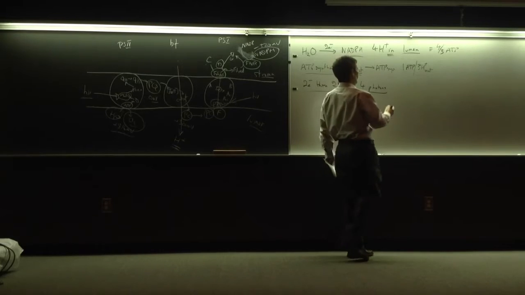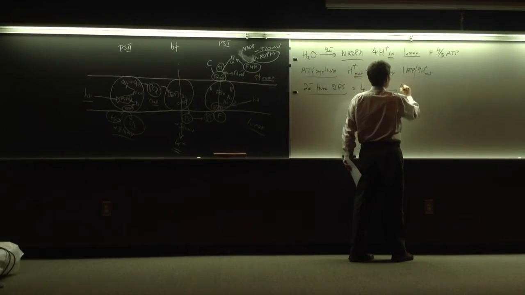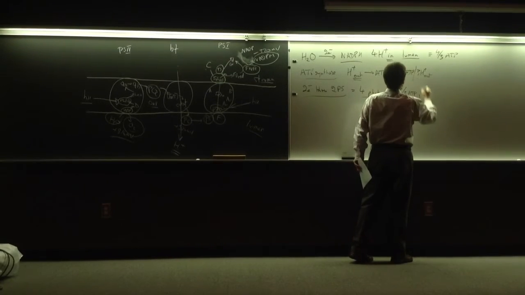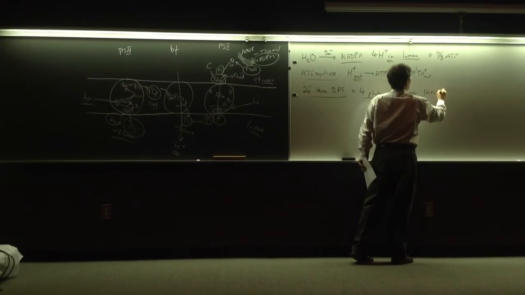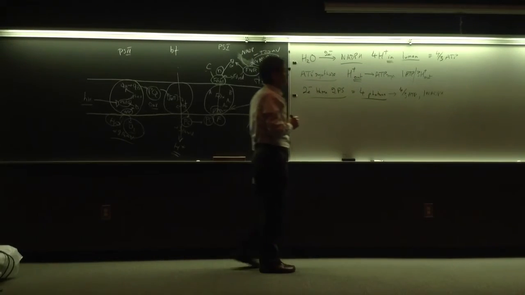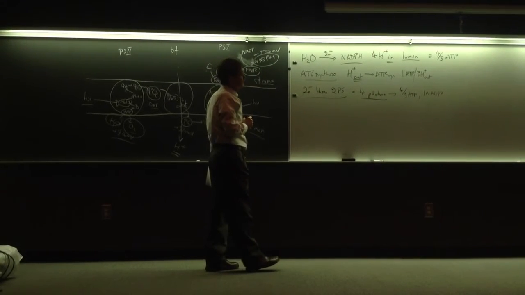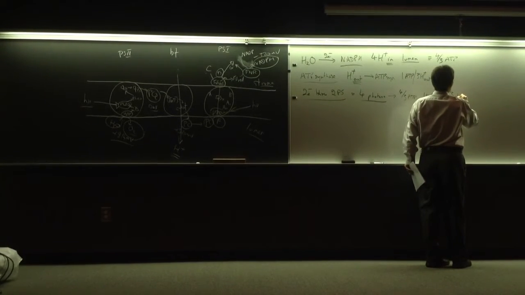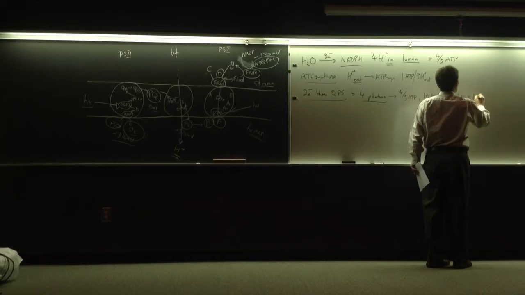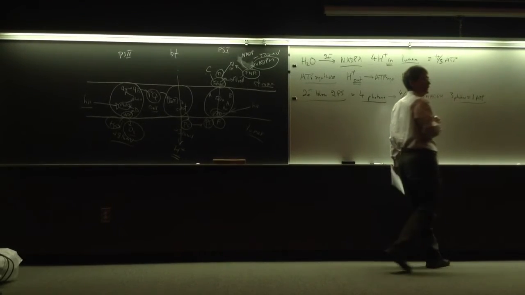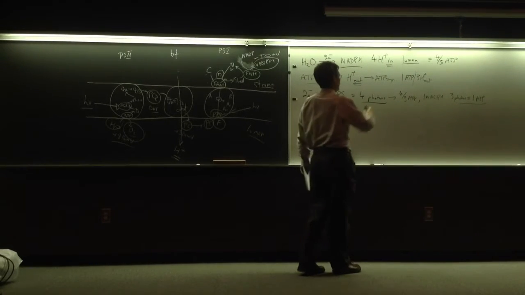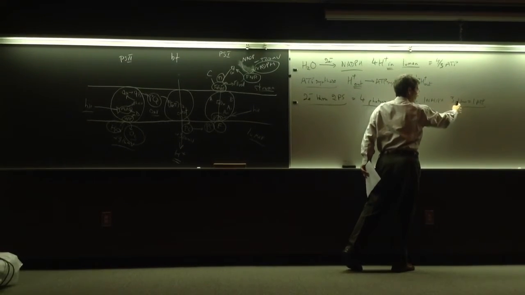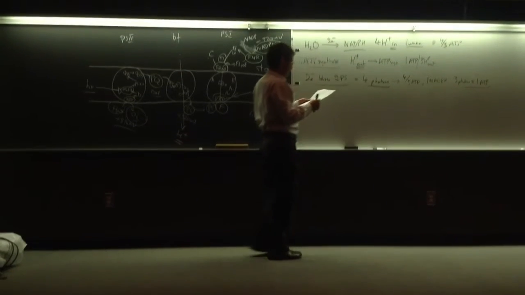So absorption of four photons leads to synthesis of 3 ATP and 1 NADPH. Or you can say 4 photons, 4 protons, 3 ATP, so 3 photons per ATP.